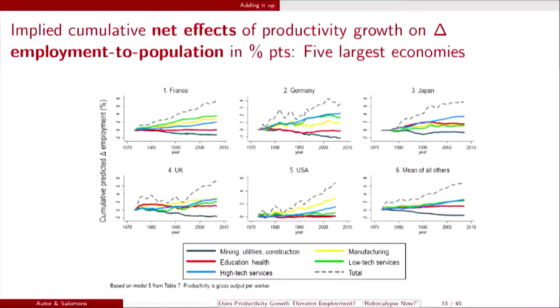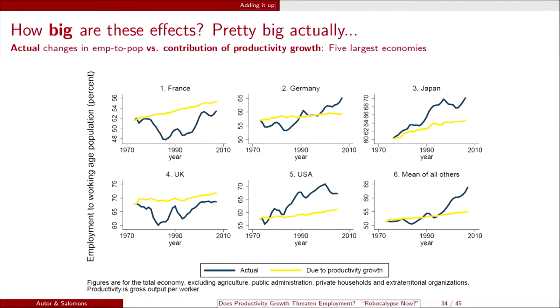So now, this is true if we look across countries as well. We do this exercise for the big countries in our data. And if you ask, how do these implied effects on employment to population coming from rising productivity compare to what's actually occurred? Well, in most of the countries in our sample, overall employment to population has risen. But of course, it's risen because of rising female employment. And the changes coming from rising productivity are modest. They say that rising productivity has generally pushed for more employment. That's good. But it's not the predominant factor that's leading to rising employment.